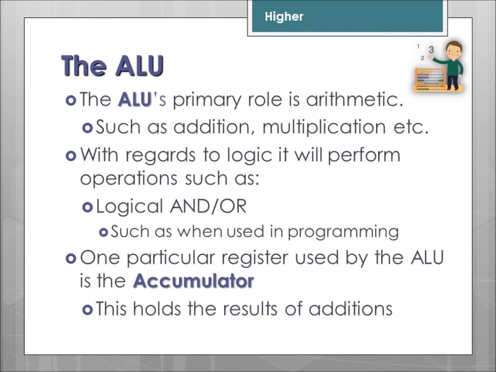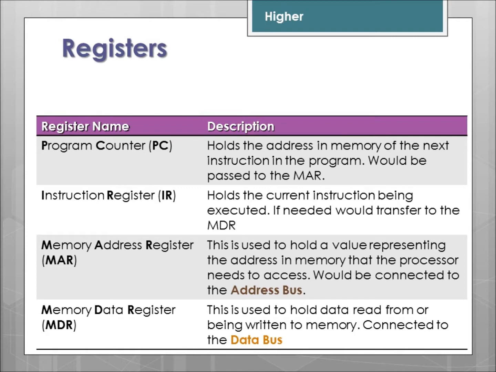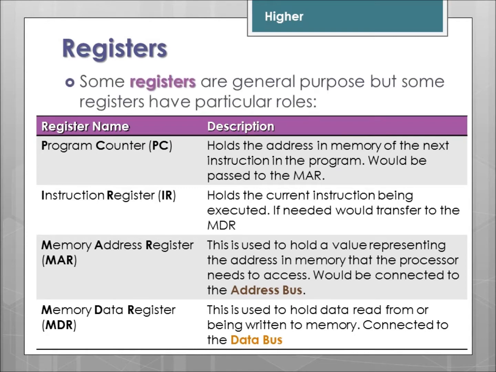ALU uses things such as the accumulator. The accumulator is a register on the processor which actually holds the results of any operation. Some registers are general purpose. They can be referenced by programmers, usually when writing assembly language, which is a little bit beyond the scope of this unit. Some of the registers you do need to know about are the memory address register.